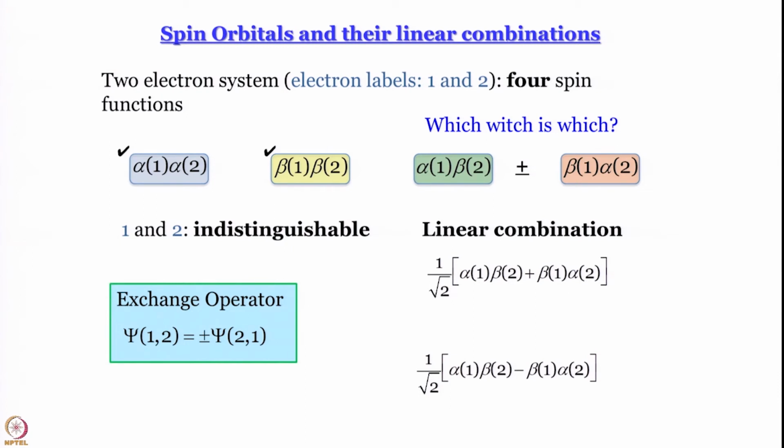The first one, the first linear combination that we have shown, upon applying exchange operator, does it change sign, does it not change sign? Obviously it does not change sign. So, it is symmetric with respect to exchange. What about the second one? If you exchange the labels 1 and 2, then what do you get?